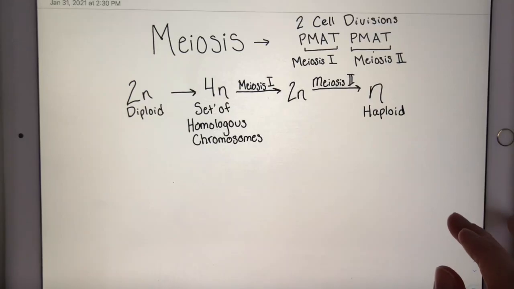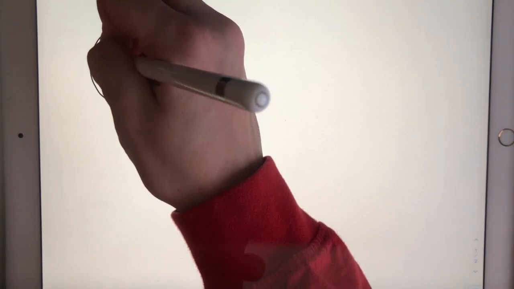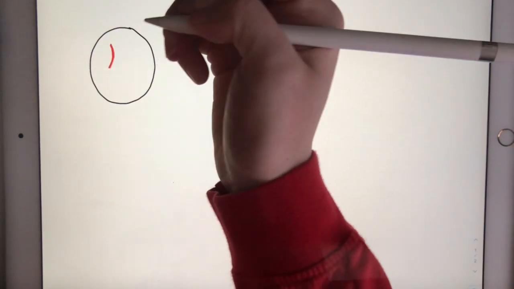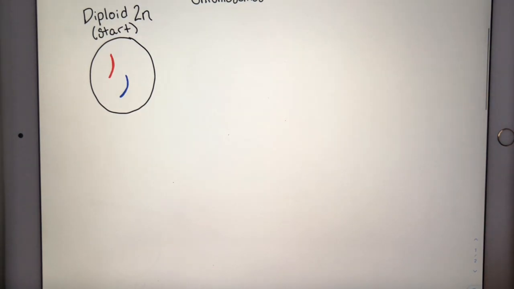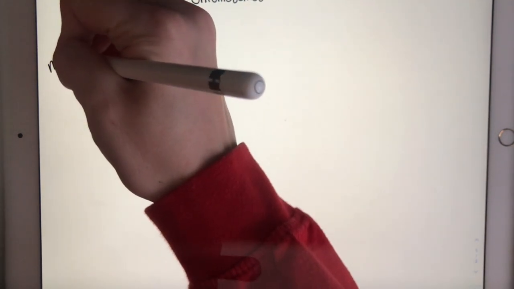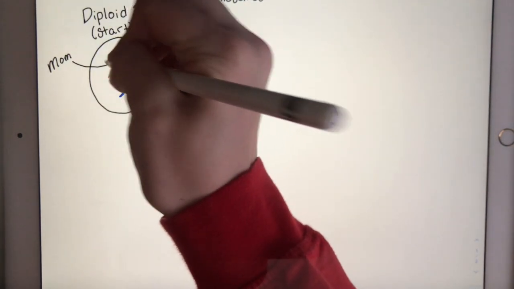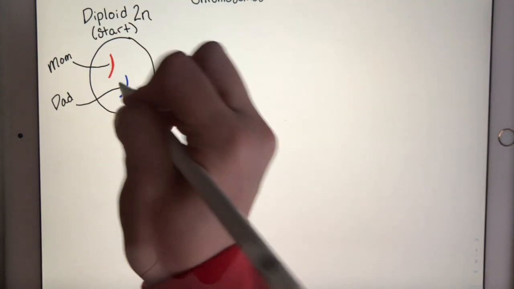So let's draw out this process. I'm going to start us off with a cell that's going to have 2 chromosomes in it. One is going to be red and the other is going to be blue. This is a diploid 2N cell, and this is our starting point. Additionally, we can say that this chromosome came from mom and this chromosome came from dad.